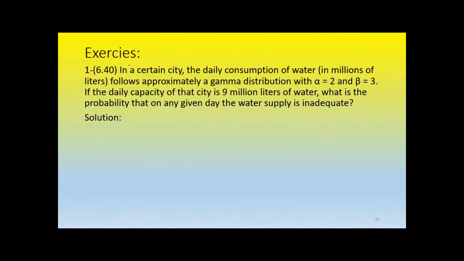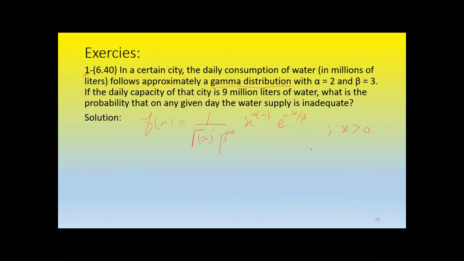Let's move to the exercise. 6.40 is the problem number from the textbook. Our problem number 1 from this case. In a certain city, consumption of water, given in millions of liters, follows approximately a gamma distribution. So immediately write the formula of the gamma distribution. What is f of x? It is 1 over gamma of alpha times beta to the power alpha, times x to the power alpha minus 1, times e raised to minus x over beta. All these are true for x greater than 0. This is the formula for the gamma distribution.